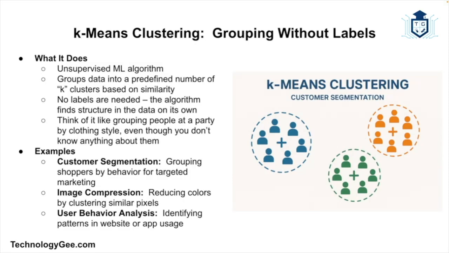And this is an unsupervised learning algorithm. Basically, it groups data into K clusters based on similarity without any labeled outcomes. So it's like going to a party and grouping guests by what they're wearing, even though no one told you who's who. How this could be applied in real life, it could be applied for customer segmentation for marketing, image compression, and identifying user behavior patterns.